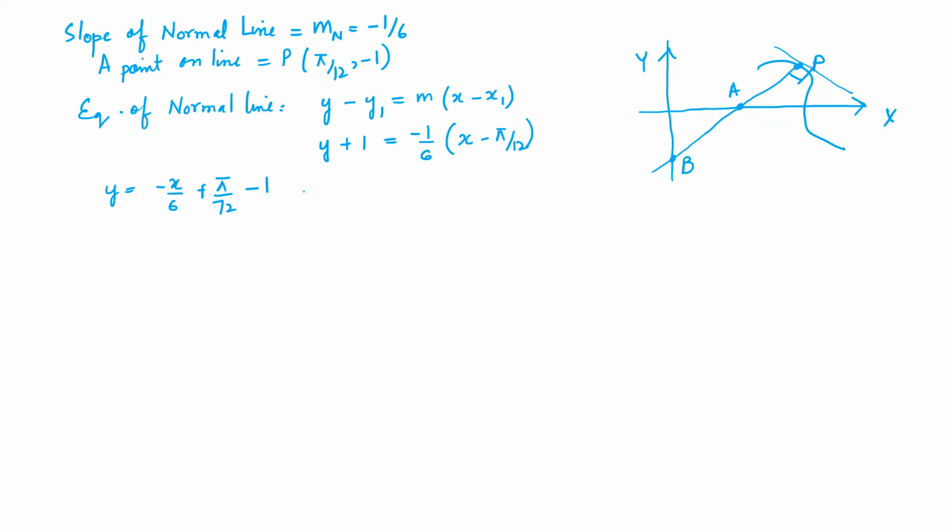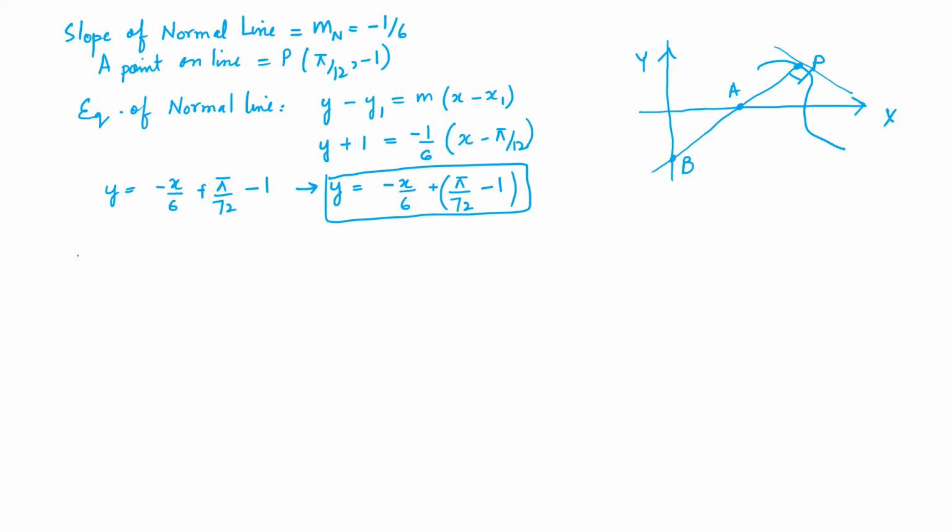So it comes out to be y is equal to minus x by 6 plus pi by 72 minus 1. Okay, so this is my equation of line.